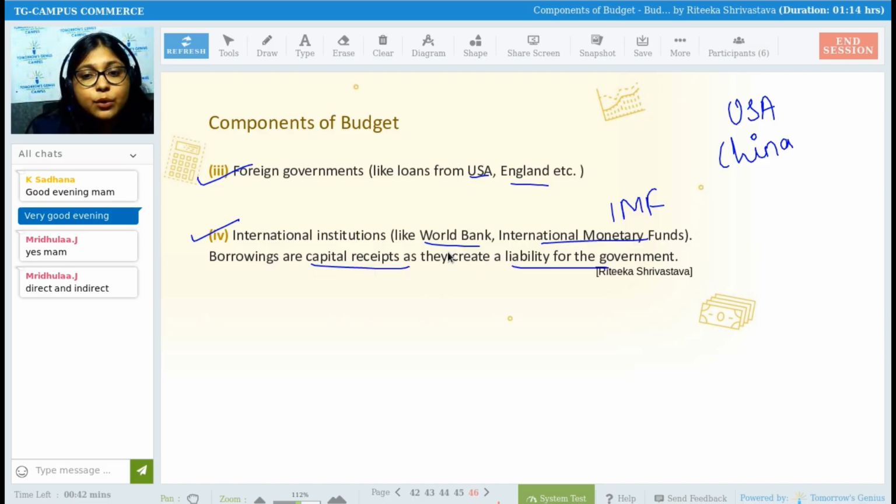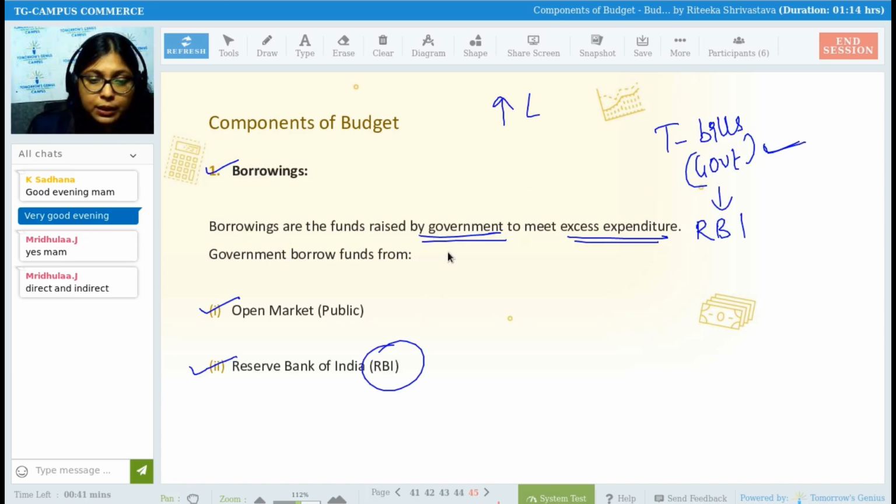Borrowings are capital receipt as they are going to create liability for the government. So these are the four sources through which government can do borrowings. First was open market operations. Second one was Reserve Bank of India. Third is foreign institutions or foreign government. And fourth is international institutions. Fine. So in which format you should know.